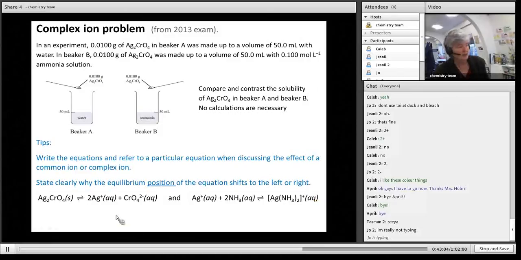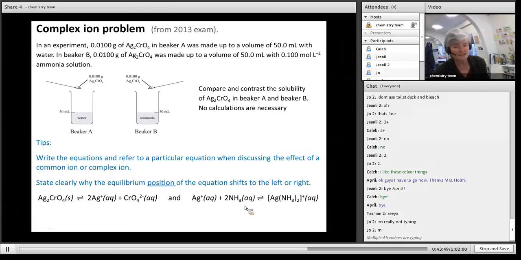So as an example, in beaker 1, all I've got is my pure solid and my ions. So when that reaches equilibrium, I'm going to have X amount dissolved. With this one, not only will my silver chromate dissolve in the same way for beaker B, so this equation also applies, but then I'm going to have a further reaction where my silver ions will react with the ammonia present to form the silver ammonium complex. So what do you think will happen? Will more dissolve in beaker B or less dissolve in beaker B?